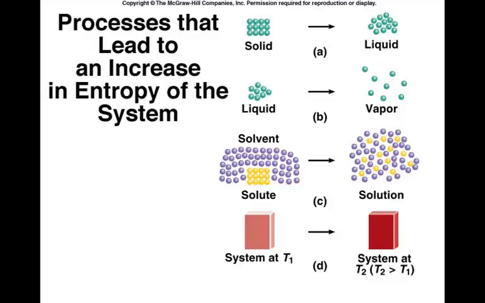Okay, here's a visual of what I just said. Look at structure, random, positive delta S. System at a low temp, system at a high temp, positive delta S. It's more random with the higher temperature molecules.